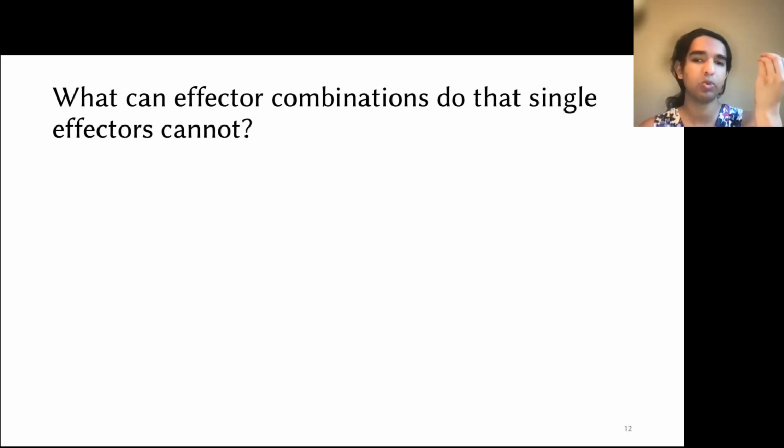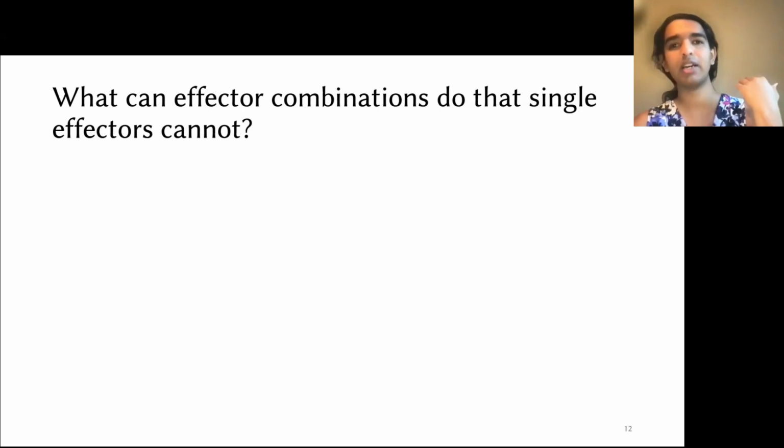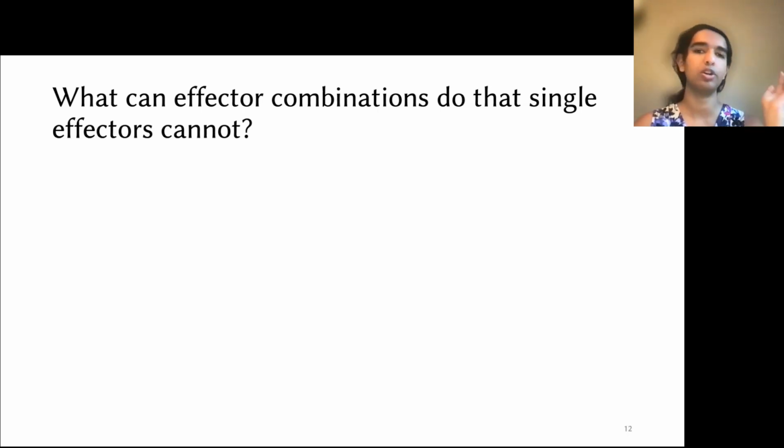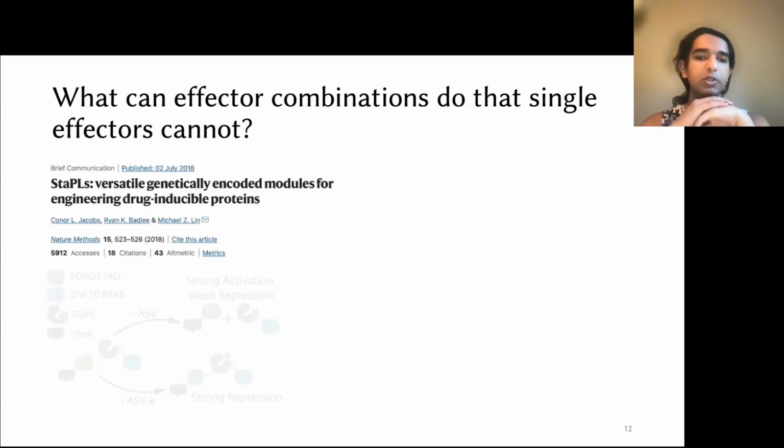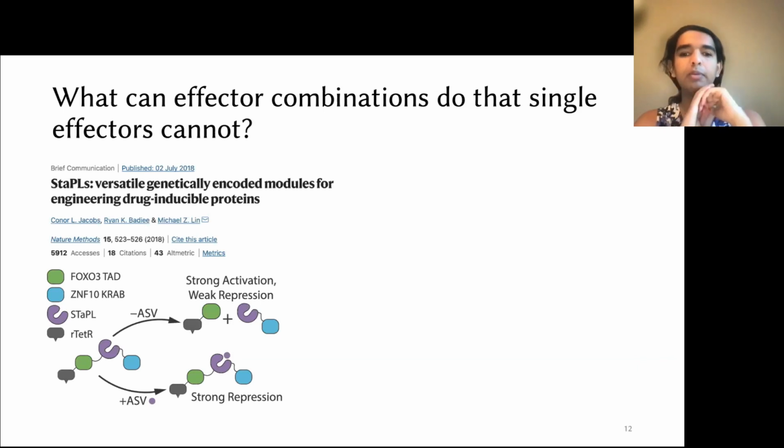And to us, the obvious way to go about thinking of this was to put something in between the effectors that you could cleave off in a titratable way, such that you could go between having both effectors or just one effector. And to do this, we used these STAPLE constructs from Michael Lin's lab, just, I think, up a floor in our building at Stanford.